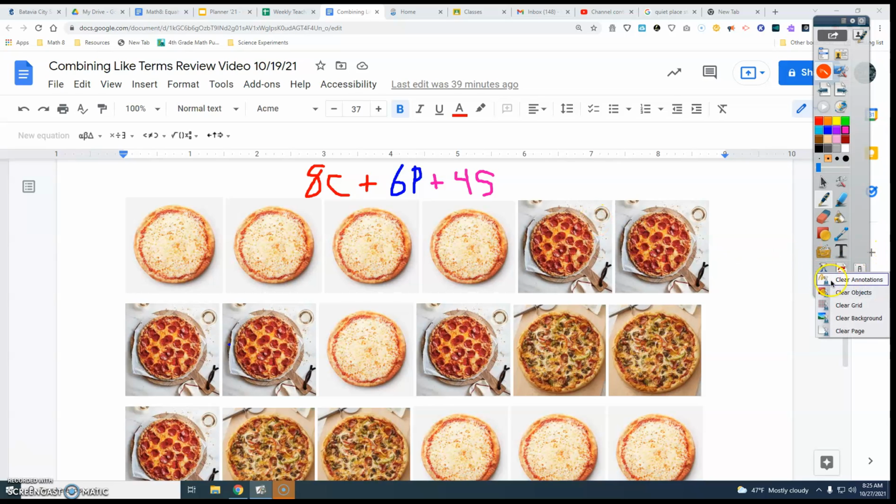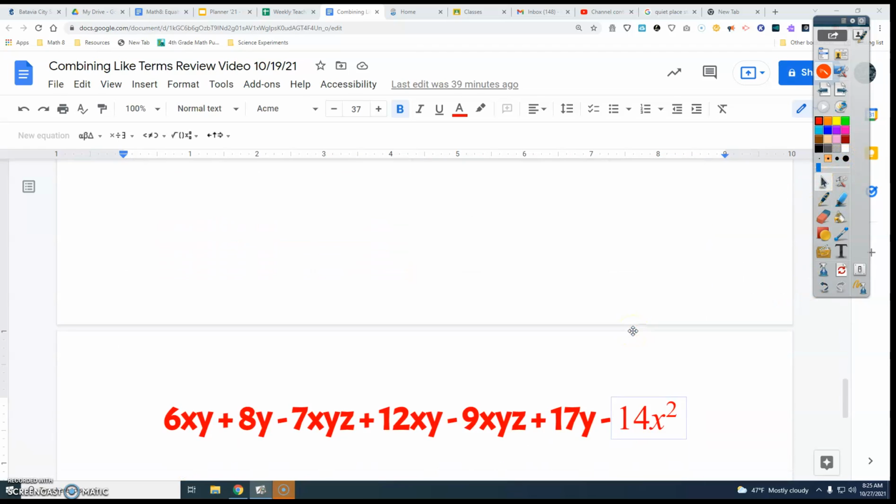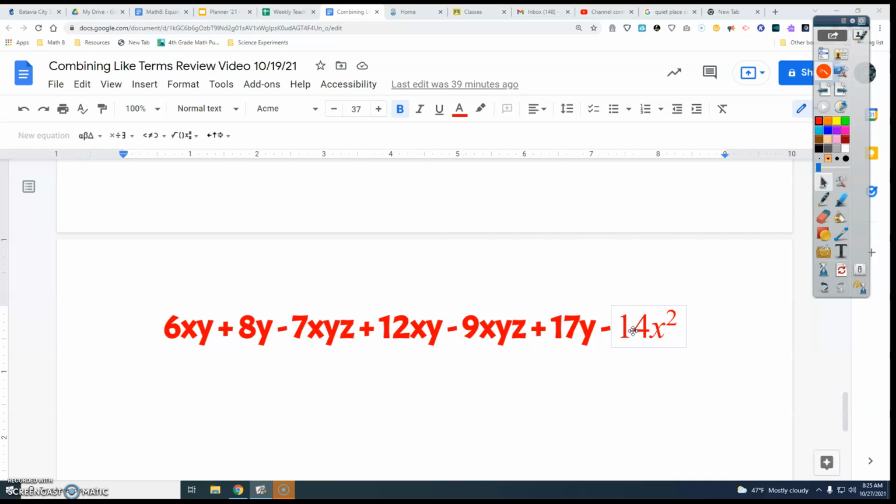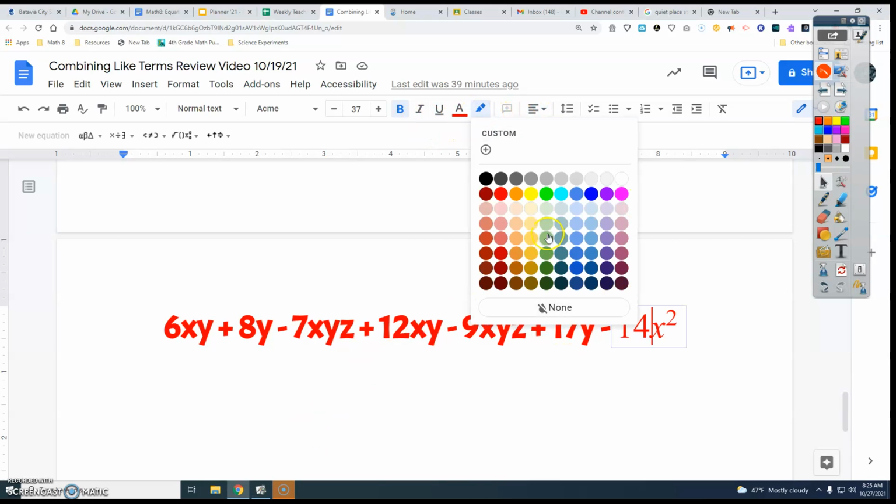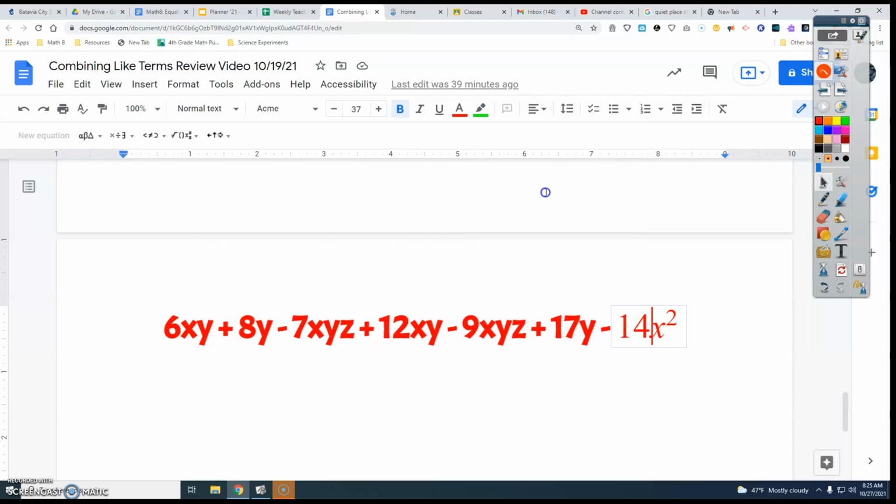Now, let's jump into our algebra example. So our algebra example is down here. And rule number 1, don't panic. You're like, oh, Mr. Bichette, what is this? So first thing we want to realize is what are our like terms here? So what we're going to do is go through and highlight the like terms. Let's highlight the like terms in green.